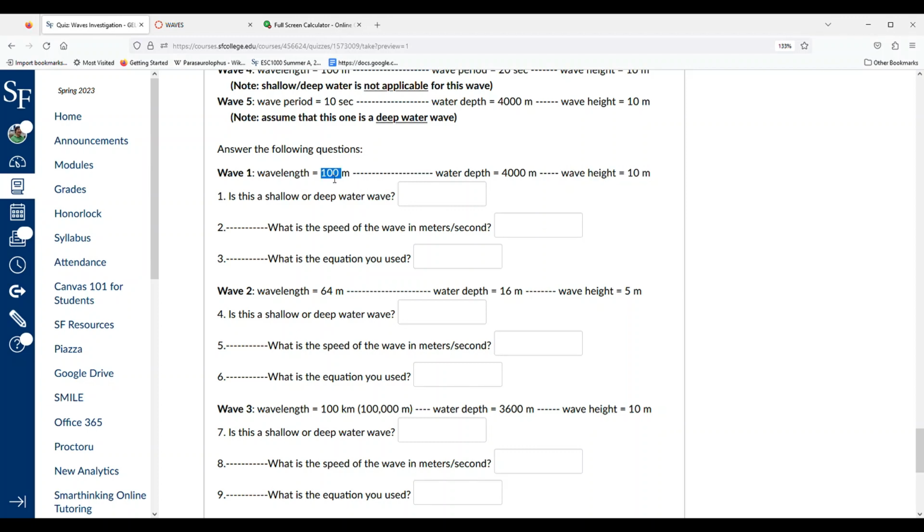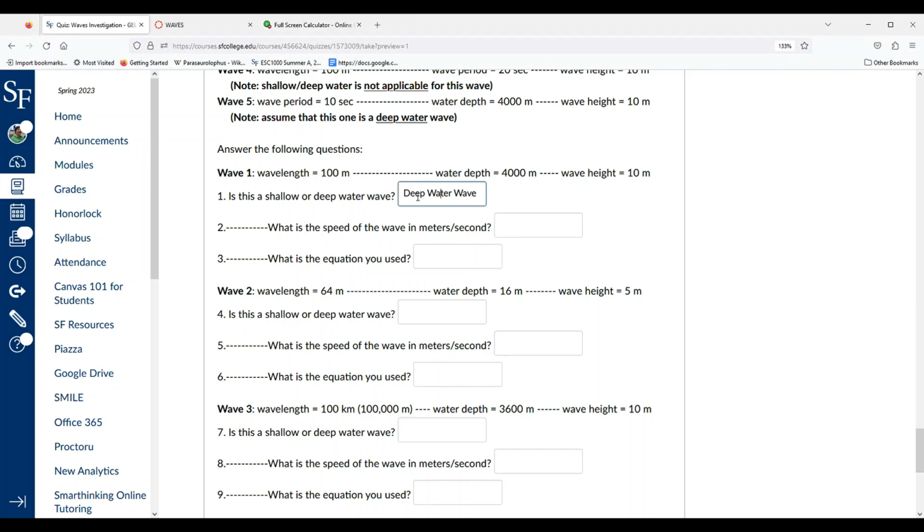If the water is shallower than 1/2 the wavelength, it's a shallow water wave. The wavelength is 100 meters. Half of that is 50 meters. Clearly, the water depth is deeper than 50 meters, so this is a deep water wave. Now, you can just write deep. You can write deep water. You can write deep water wave. Any of those will be okay. And by the way, the one thing that Canvas does do is it ignores capitalization. So you could make every other letter be uppercase. It doesn't matter.